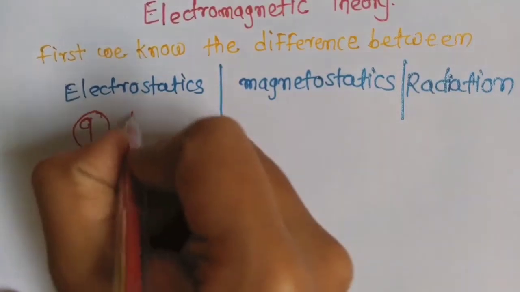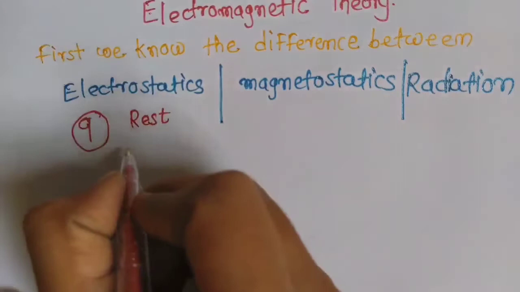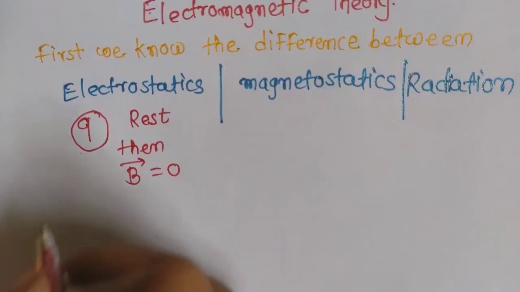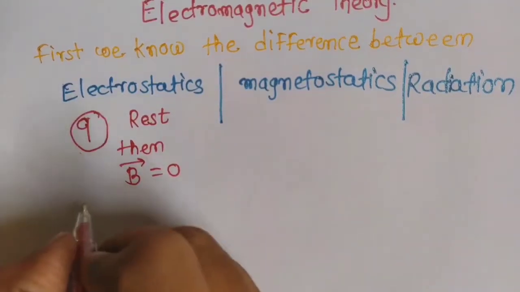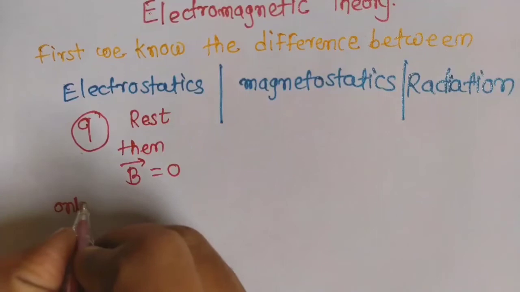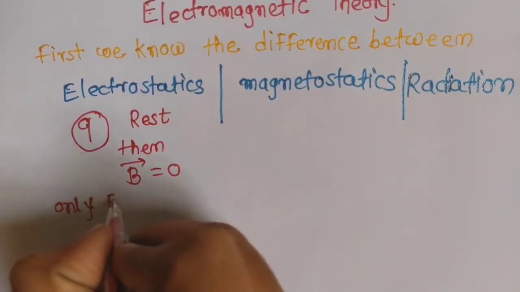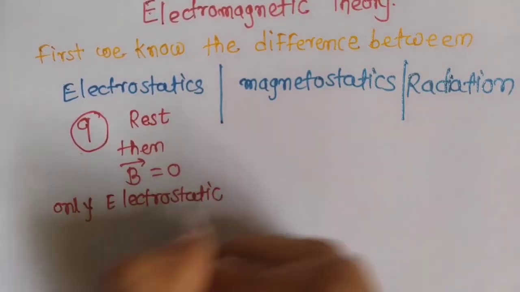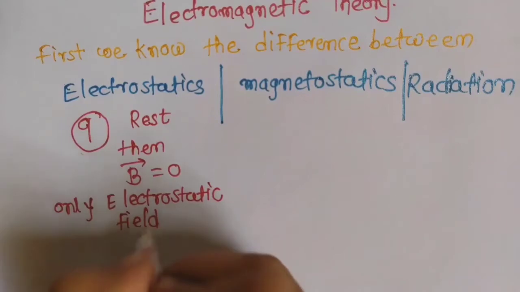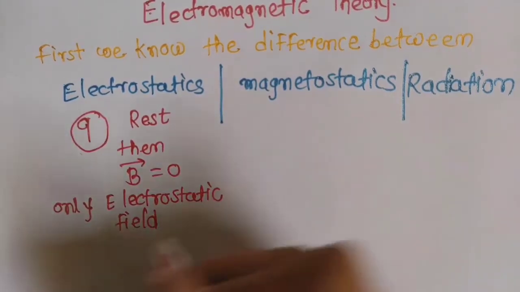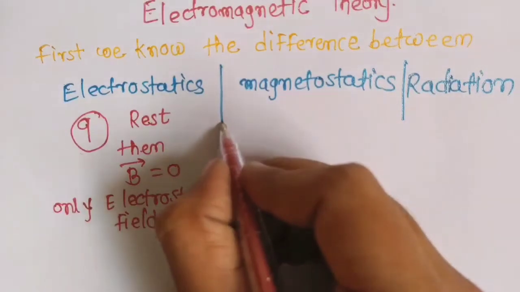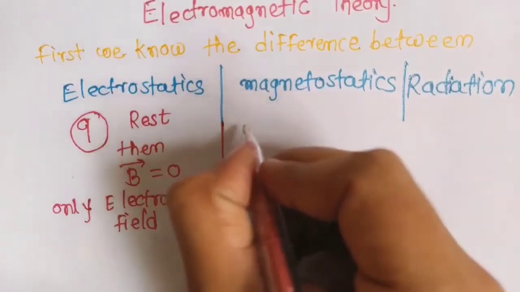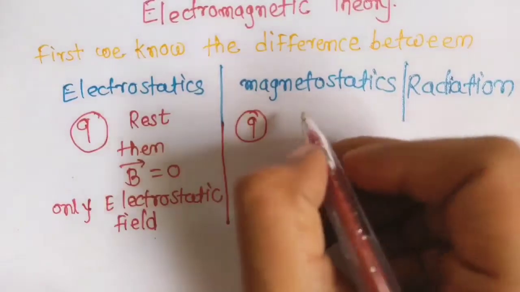When charge Q is at rest, then the magnetic field is zero. Only the electrostatic field is present. So we can call it electrostatics. In electrostatics, the magnetic field is zero and the charge is at rest.